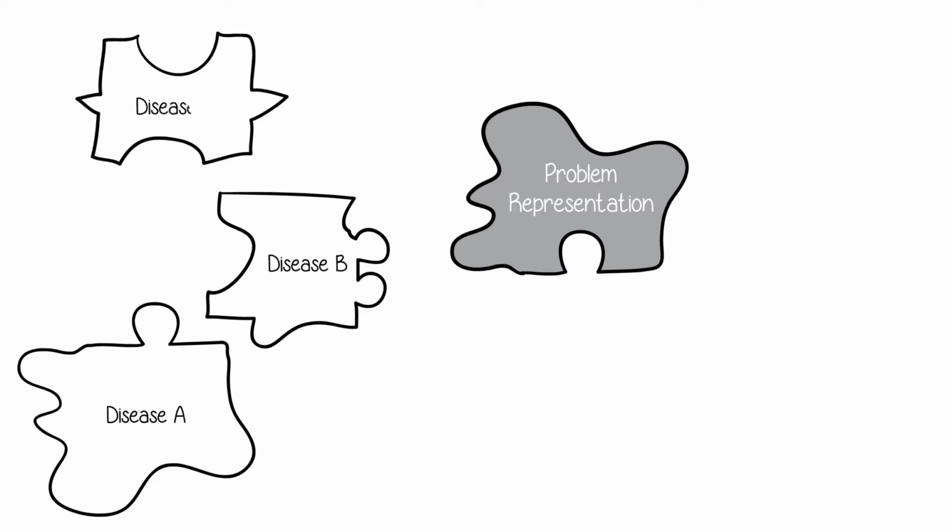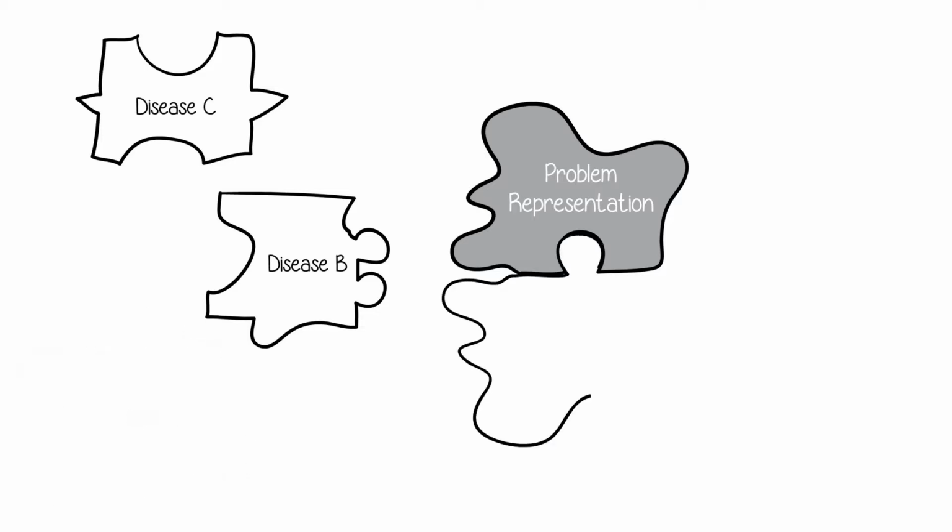Clinicians compare and contrast potential diseases described as illness scripts in alignment with the problem representation. The closer the match between the problem representation and the illness script, the more likely it is that the selected disease is the explanation for the patient's presentation.